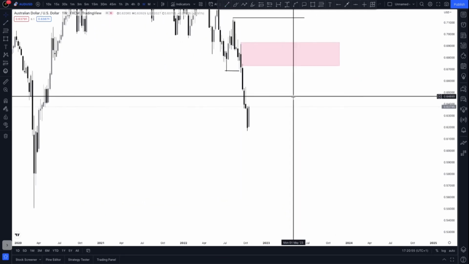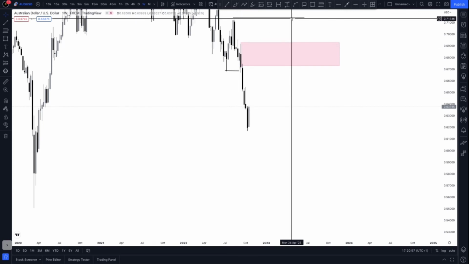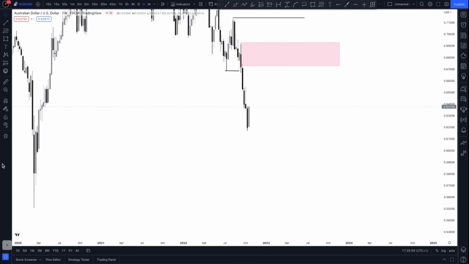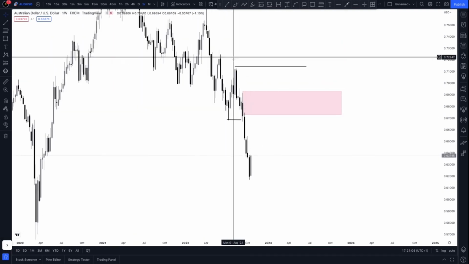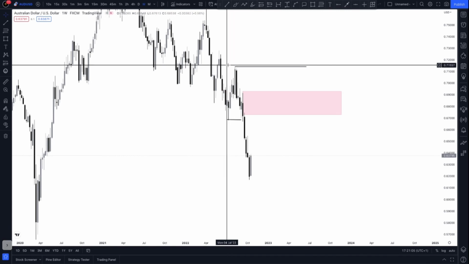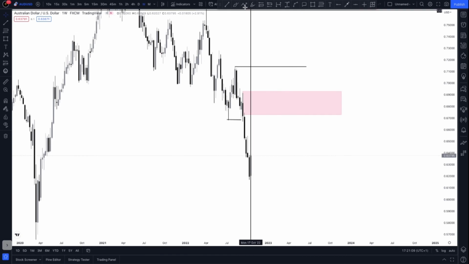So as far as we are still below the supply zone and also below the high, we are still looking at the sell side of the market.